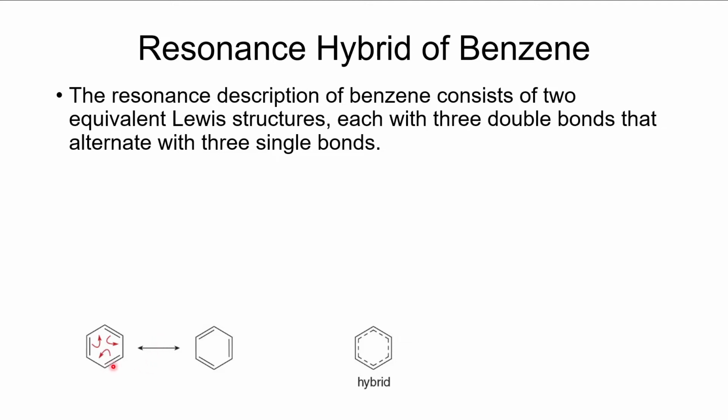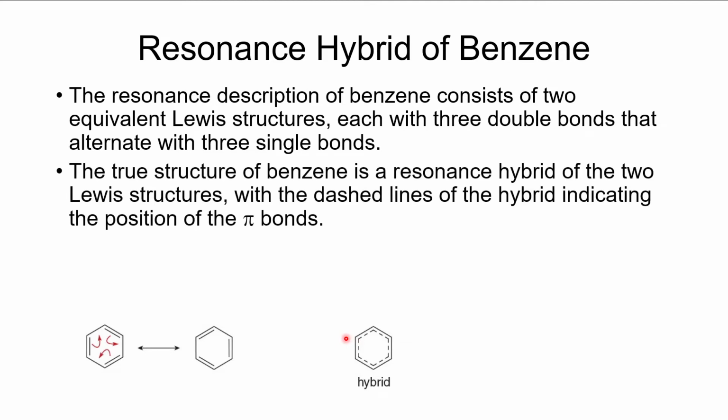The true structure of benzene isn't the one on the left or the one on the right. It's this hybrid over here. The true structure of benzene doesn't have a full double bond between any of the carbon-carbon bonds. It has one and a partial bond between each of the carbons. So the true structure is the resonance hybrid. The dashed lines represent partial bonds.